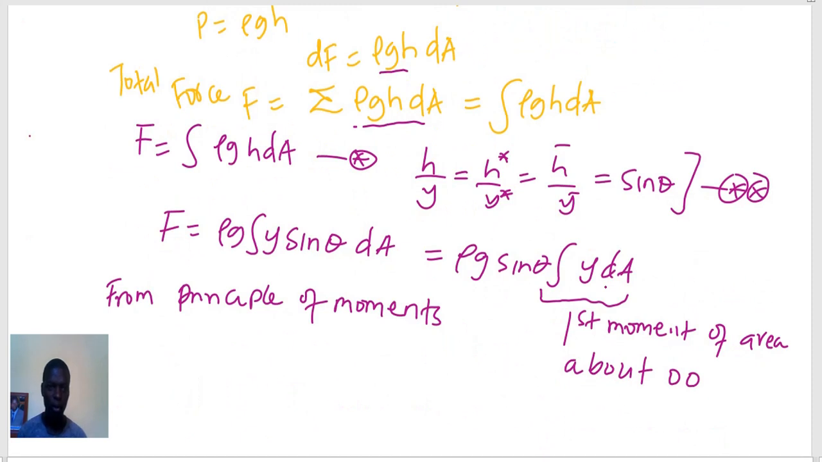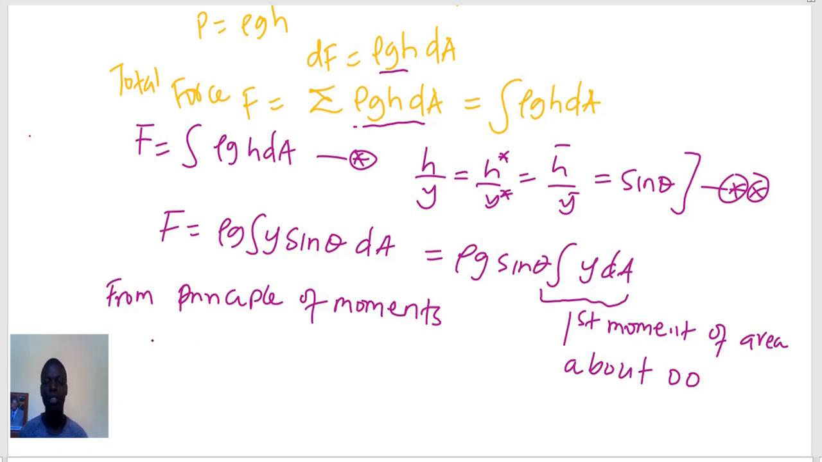If we call that equation star, we know from geometry that h over y is equal to h star over y star is equal to h bar over y bar is equal to sine theta. Then F will therefore equal rho g integral of y sine theta dA, which is rho g sine theta integral y dA. The integral of y dA is the first moment of area about OO, and this gives the sum of the moments of areas that compose the entire surface.